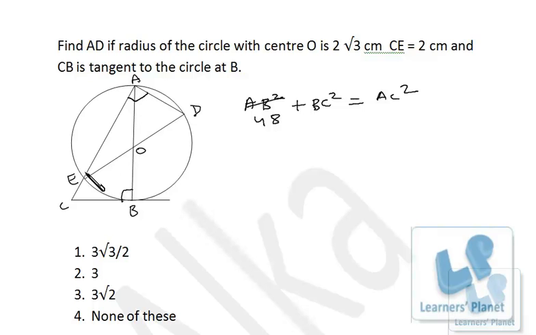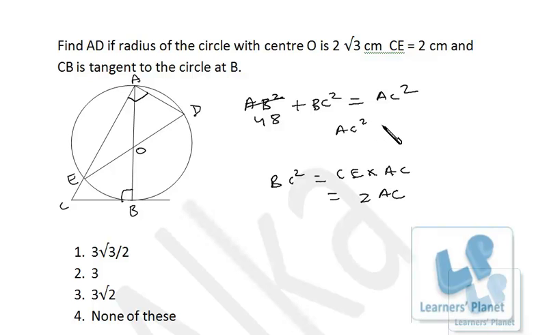The next relation is, see, BC is tangent and CA is secant, right? BC is tangent, CA is secant. So you can recall this tangent secant theorem, that is BC square is equal to CE into CA. CE is actually 2, that is given. So BC square is actually 2AC. So instead of BC square, I can put 2AC over here.